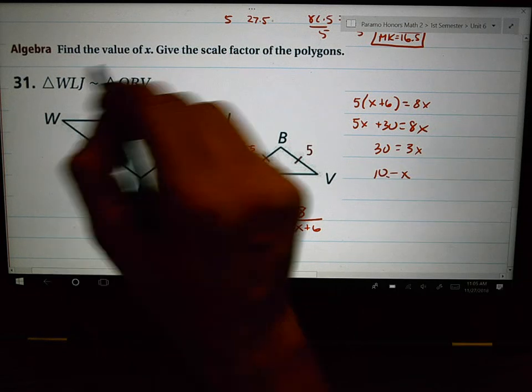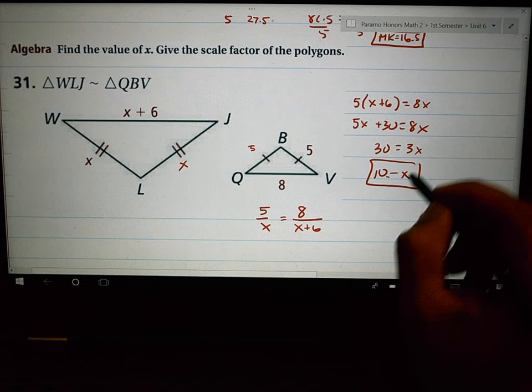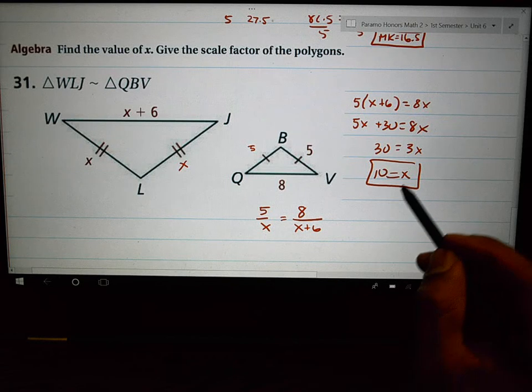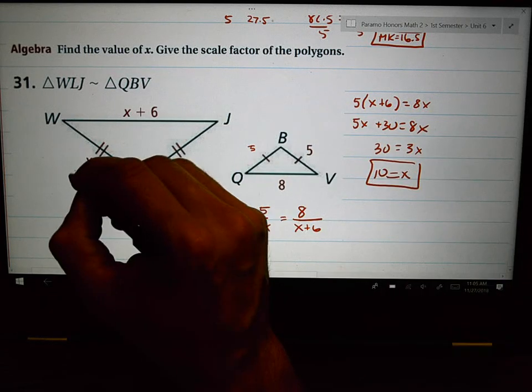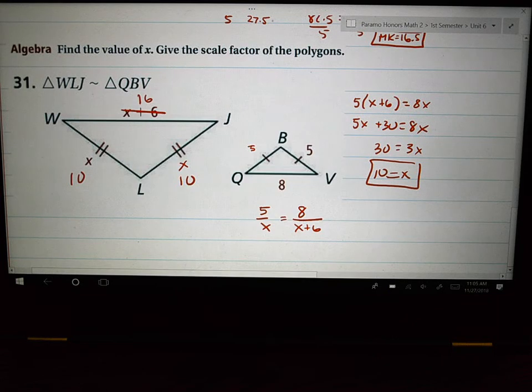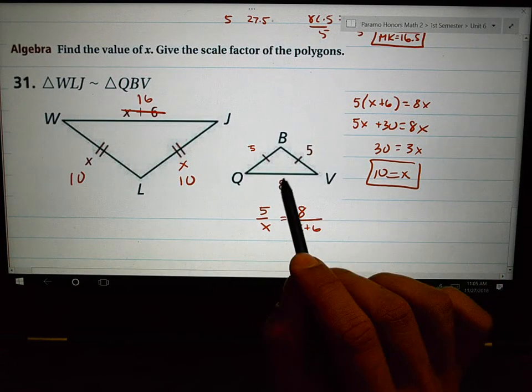Find the value of x. We have x is equal to 10. Then it says give the scale factor of the polygon. So to do that, we have to plug this back in. This is 10. This is 10. This is 16. And if you compare, give the scale factor.